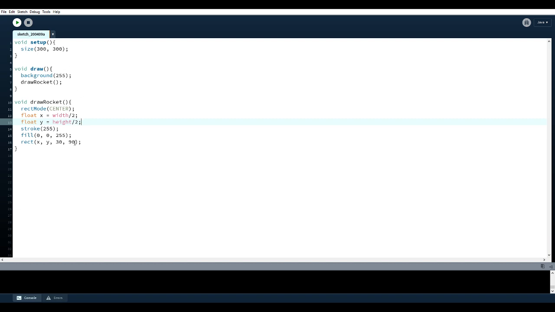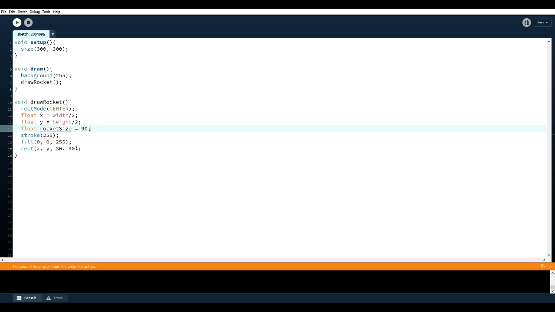Now the next thing that we're going to use is something that you probably didn't think about. Whenever we're dealing with this rectangle, we have 90 and 30. And I want to keep these proportions the same. It gives it that more elongated look of a rocket. So let's make another float. We're going to call it rocketSize, and we're going to set it equal to 90.